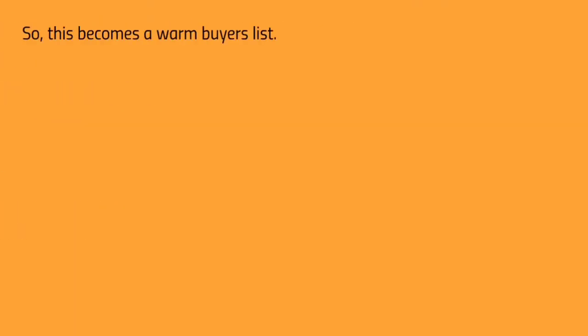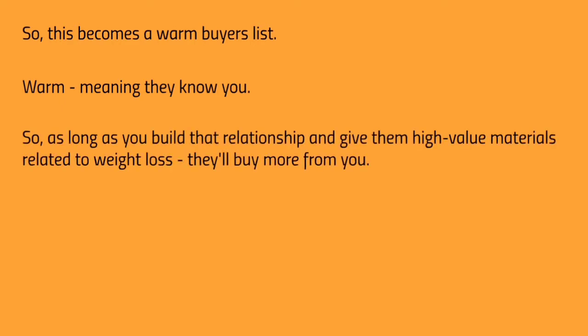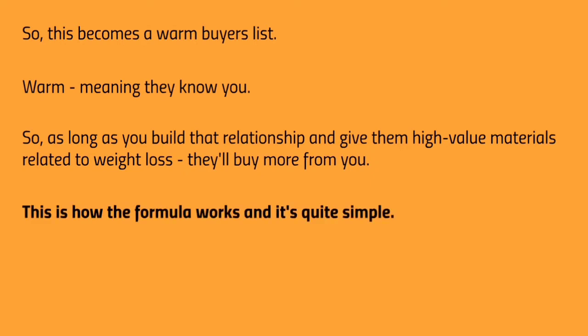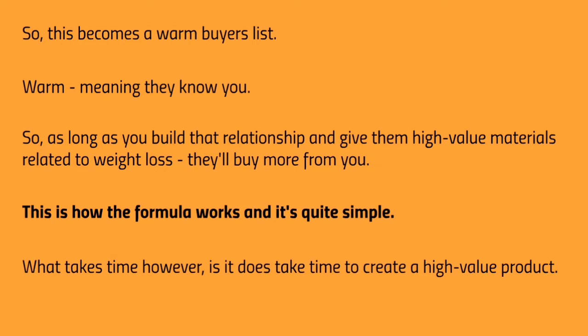So this becomes what we call a warm buyers list. A cold list means that they don't know you at all. They don't know who you are. They just subscribe to your list. They don't know what you can offer to them. With a warm list, they have that connection. They know you, basically. That's what that means. So as long as you build that relationship up and you constantly give them high value materials related to weight loss, they'll buy from you. And this is how the formula works. And it's very simple, as you can see.